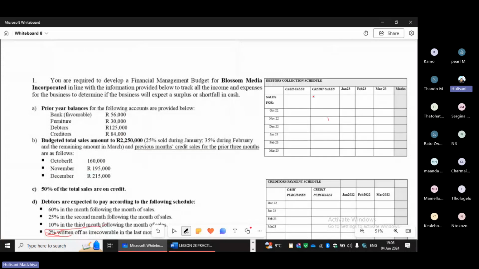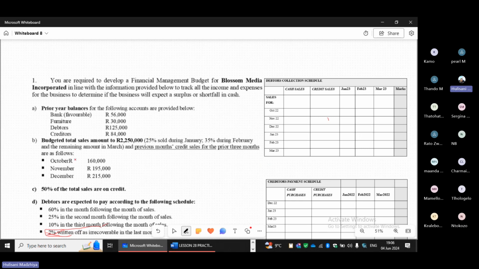So we need to calculate this information over here and fill in all this information. On your assessment, you will be presented with a format. You don't have to draft the format from scratch, but you will have to know what information needs to be filled. So we've got the debtors collection schedule, which you are supposed to fill in: the cash sales, the credit sales, the January collection, the February collection, and the March collection. We're going to start with one month at a time.